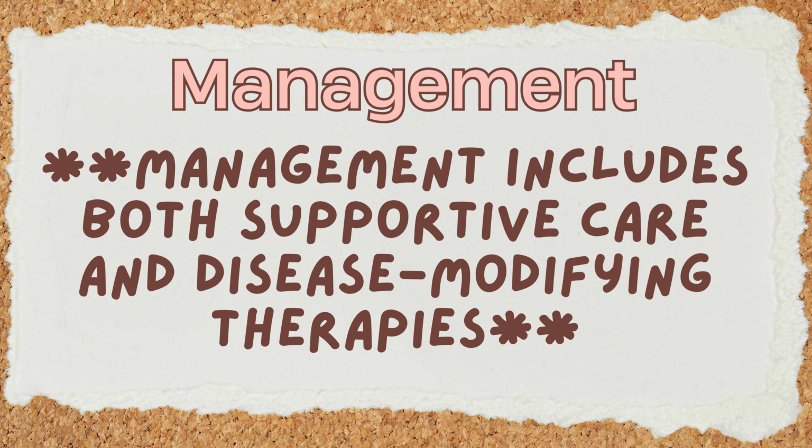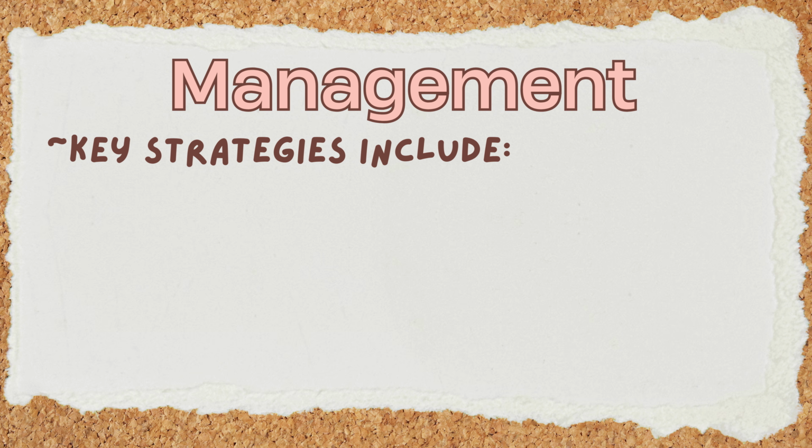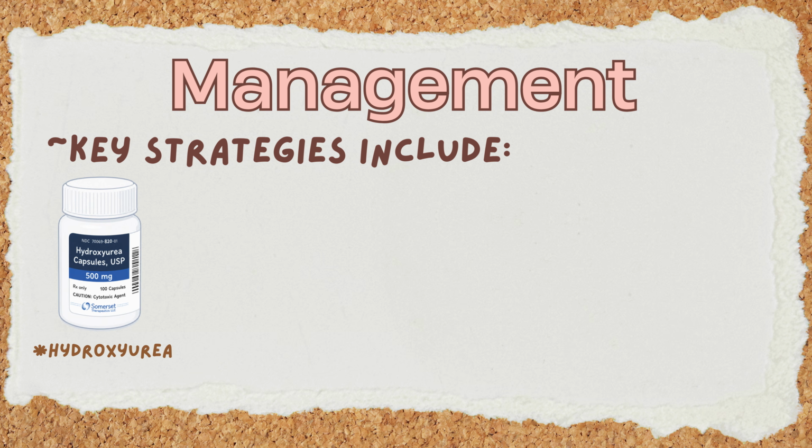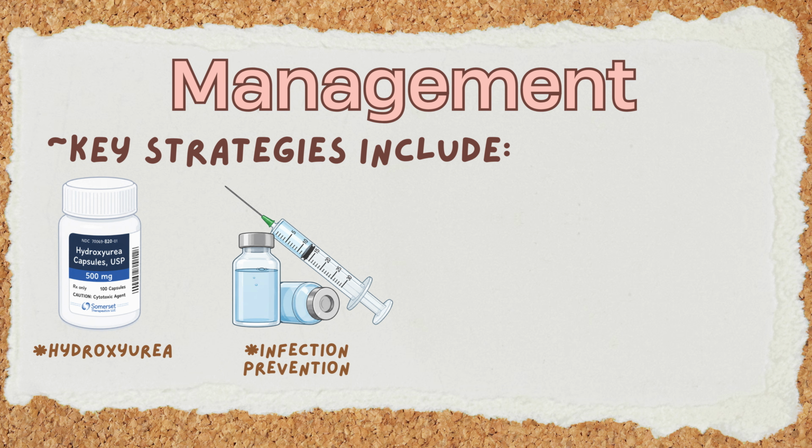Management includes both supportive care and disease-modifying therapies. Key strategies include hydroxyurea, which increases fetal hemoglobin production and reduces vaso-occlusive complications. Infection prevention, including prophylactic penicillin in early childhood and appropriate immunizations for functionally asplenic patients.